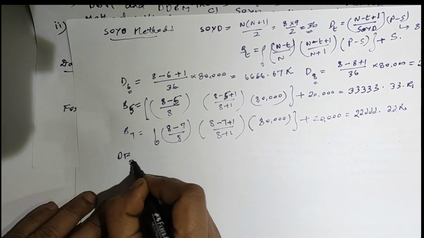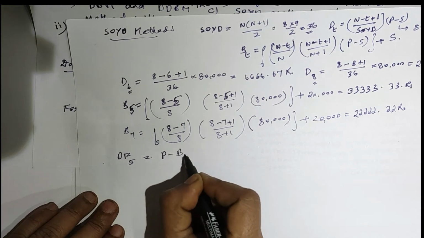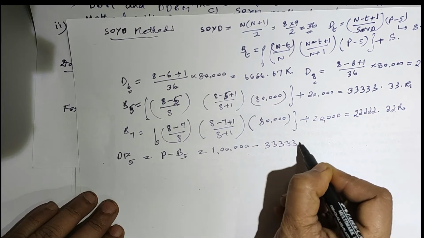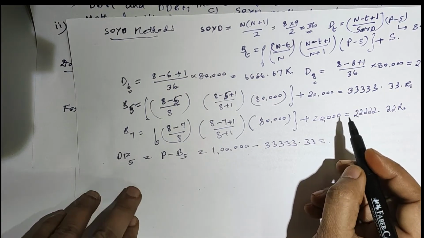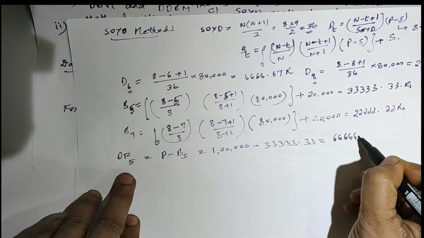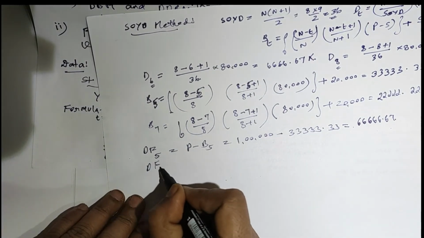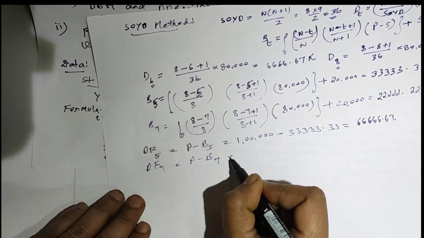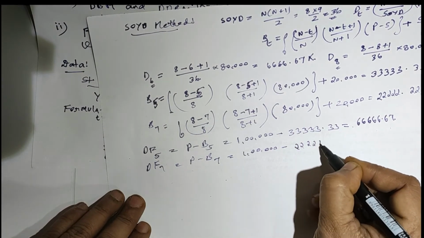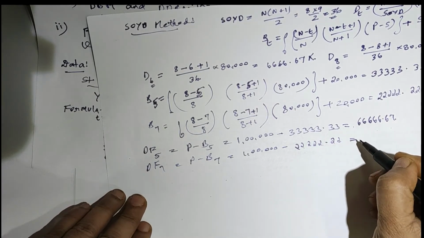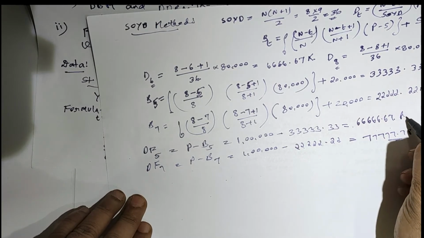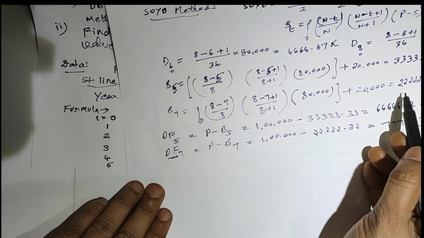Depreciation fund at the end of 5th year is simply P minus B5. So 1 lakh minus 33,333.33, which is equal to depreciation fund at the end of 5th year, 66,666.67. Similarly, P minus book value at the end of 7th year, 1 lakh minus 22,222.22, which is equal to 77,777.78 rupees.